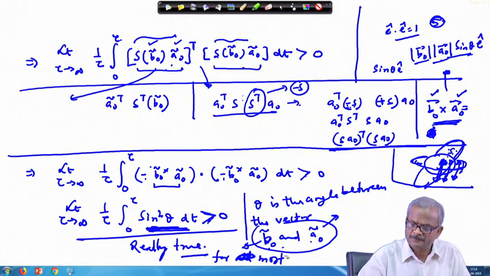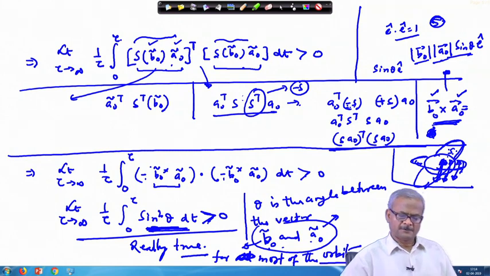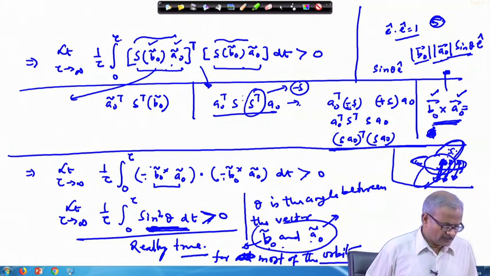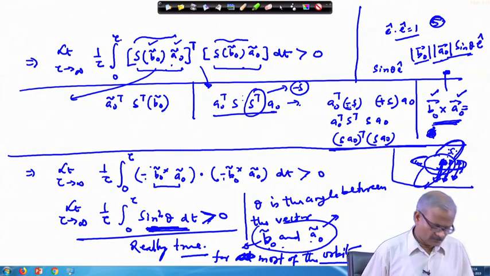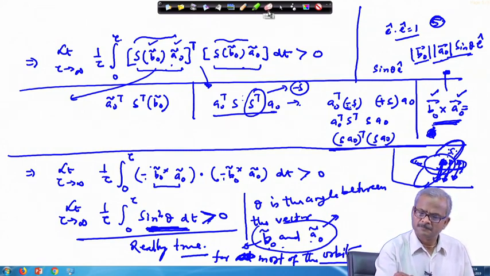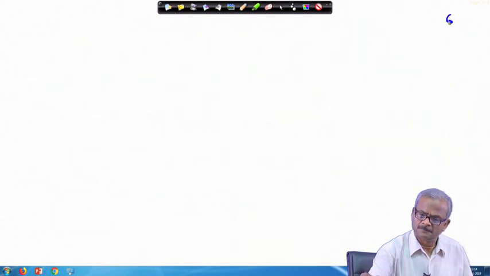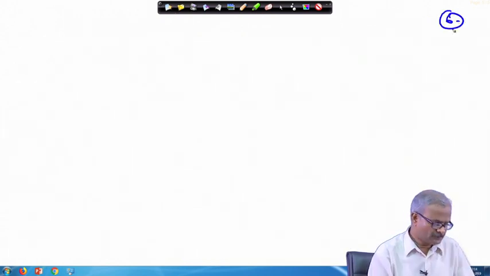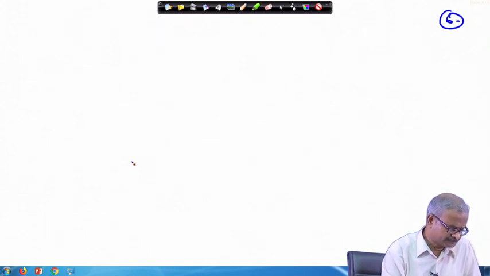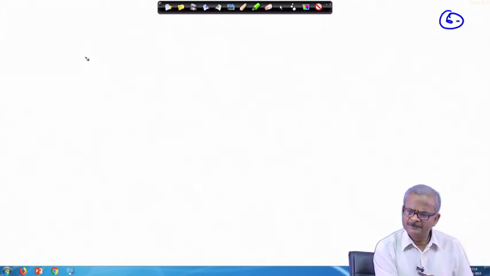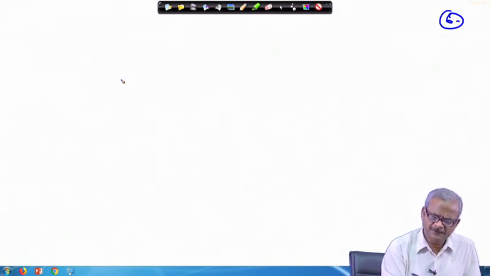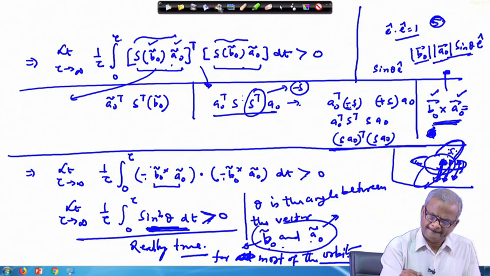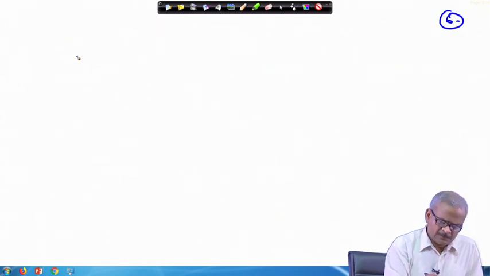For most of the orbits. Okay, so from here onwards, we have to now prove that. For the details of the writing, you can look into the paper if you get it. So, now we can write.